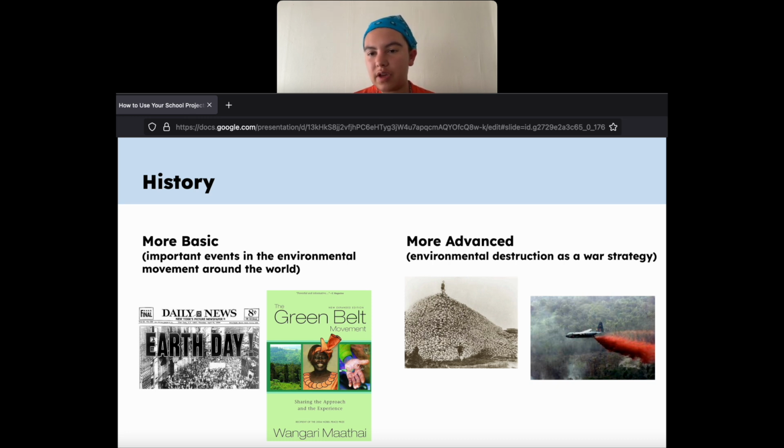And then for something more advanced, you could look at the theme of environmental destruction being a strategy in war on the battlefield. The first picture there is of all these skulls of buffalo which were killed as colonial powers came in and took over more and more of North America. So this was taking out a keystone species as a way of getting more power over the native people who were already there, which can really be thought of as a strategy of war that's focused on destroying the environment.